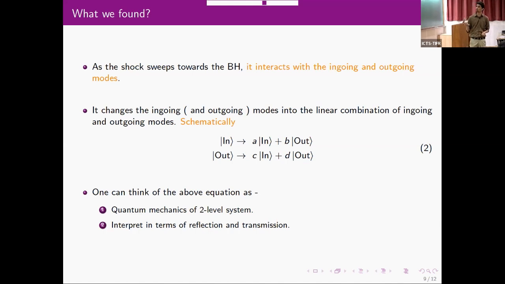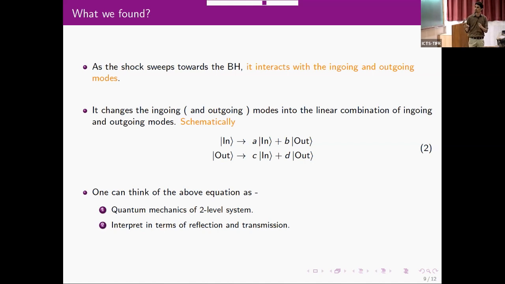We found that as the shock sweeps towards the black hole, it interacts with the ingoing and outgoing modes already present there outside the black hole. And what it does with those modes is change ingoing and outgoing modes into a linear combination of ingoing and outgoing modes. Semantically, what it says is that if you have an ingoing mode which was already living there outside the black hole, when the shock hits that ingoing mode, it changes that ingoing mode into an ingoing plus outgoing mode. And A and B represent the corresponding transition amplitudes.